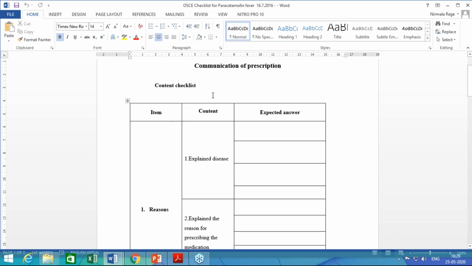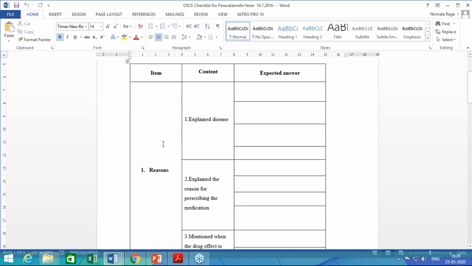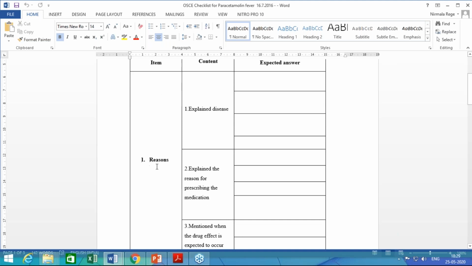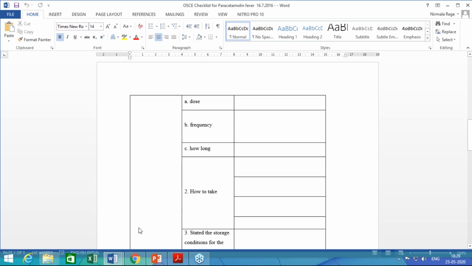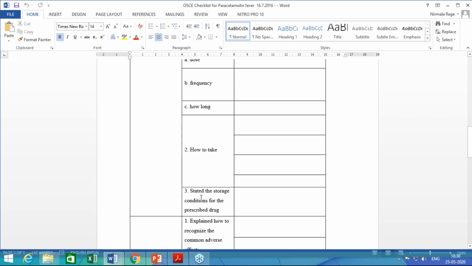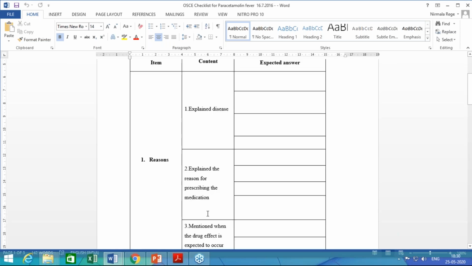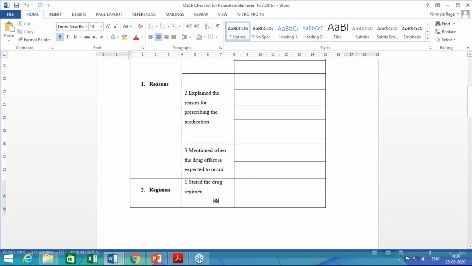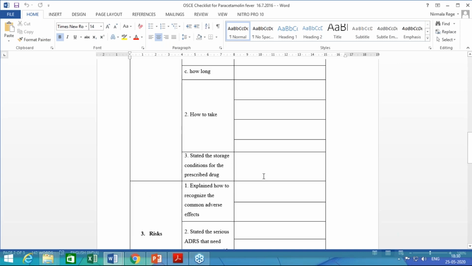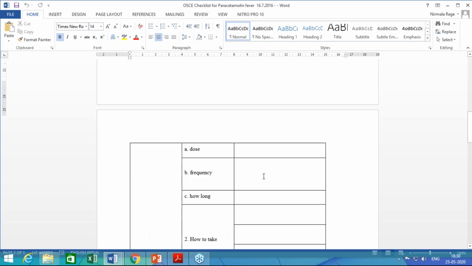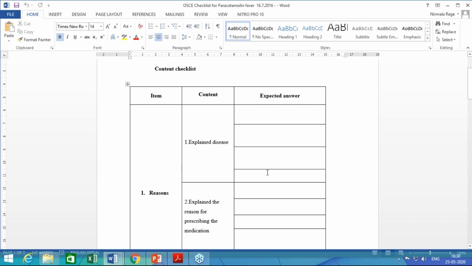Yes. So the first column was our 5R framework: the regimen, risk, revisit, and revision. In the second column, whatever I've told you about the expansion of those reasons: explain the disease, explain the reason for giving the medication, mention the drug effect or that regimen. Everything was mentioned in the second column. And the third column was left blank. What is the expected answer? I will tell you what was expected for this particular checklist.